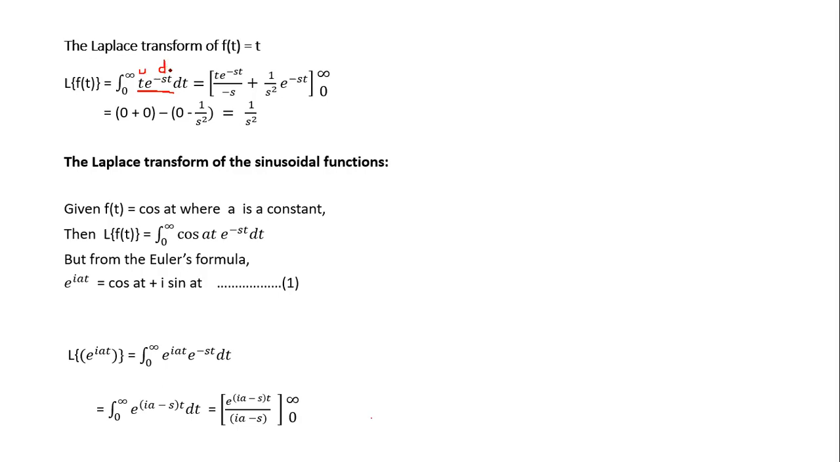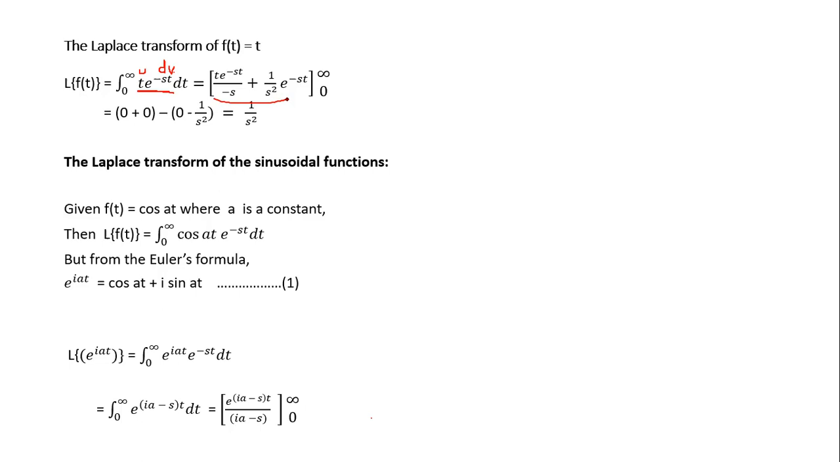And the rule now is uv minus the integral of v du. So we have to find our v, we have to find our du, and so on, and put them into the formula. So what we do, we are going to get t exponential negative st over negative s, plus 1 over s squared exponential negative st. We have done integration by parts, so we should be able to do this one.